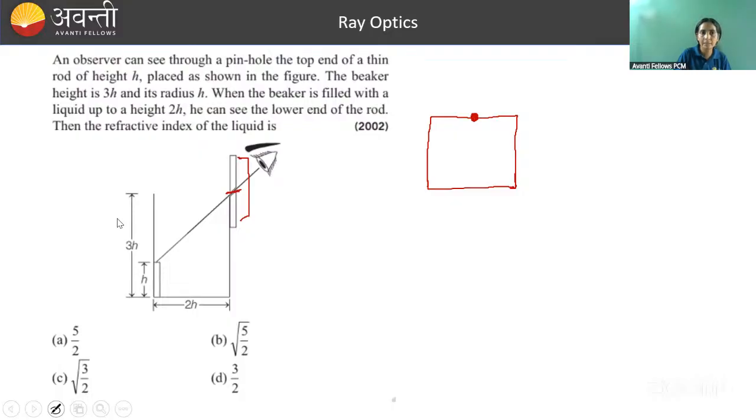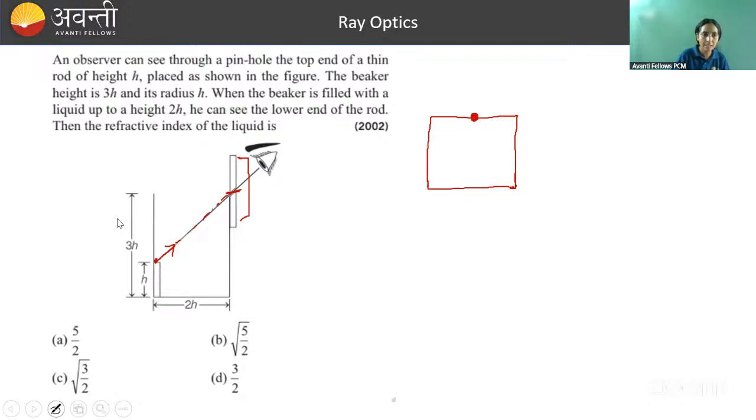ठीक है. The beaker height is 3h and its radius is h. डन है. कहां तक देख पा रहा है, समझ रहे हो ना, यहां तक ही देख पा रहा है. यानी कि यहां से अगर स्ट्रेट रे जाती है तो वो इस होल को क्रॉस कर सकता है, एंड दस it will reach the eye and the person will be able to see. ठीक है. सो दिस इज गोइंग टू हैपन.